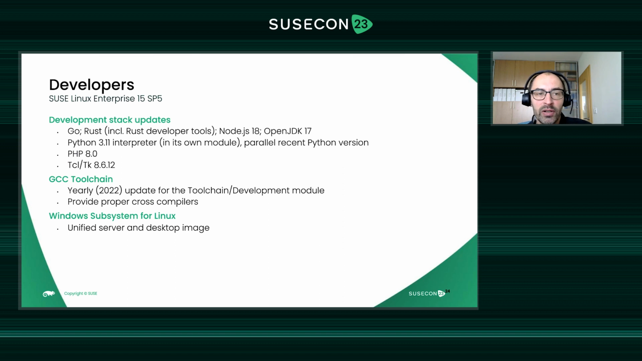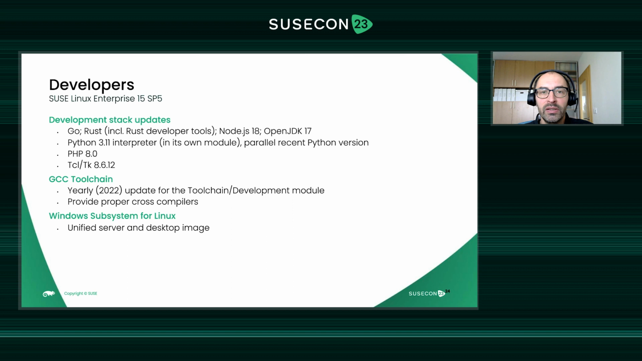Developers, I did mention, so there is one highlight which are updates to all kinds of developer related tools. So all the scripting languages, Go and Rust, we actually do update those on a regular basis. We are adding Node.js 18. We added OpenJDK 17 to the set of supported OpenJDK versions. Python I will cover in another slide. PHP is 8.0. We actually plan to update it with SP6. For the time being, we decided to stick with 8.0 because it's been the most widespread release at this point in time.